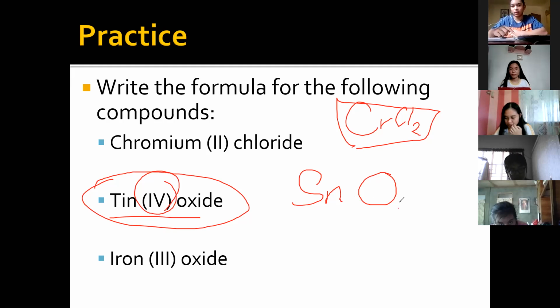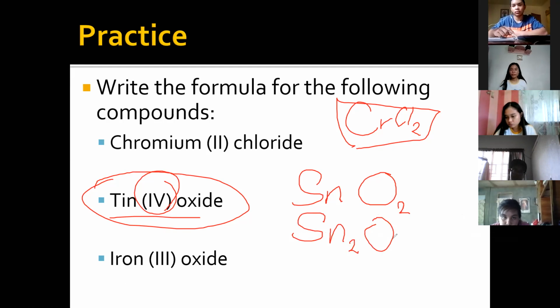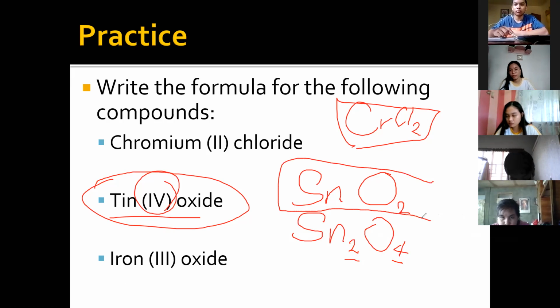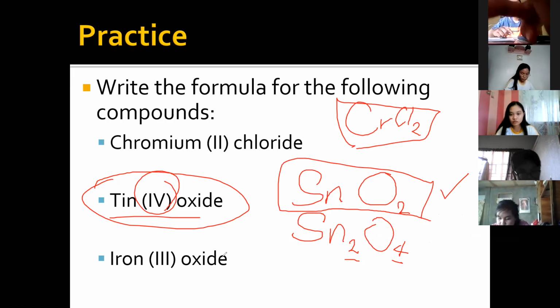So this is Sn with oxygen 2-minus. The molecular formula that is supposed to be Sn2O4, right? Tin 4, oxygen minus 2. But we reduce it and simplify it as SnO2. This is the answer, class. That's how the ratio has been reduced.